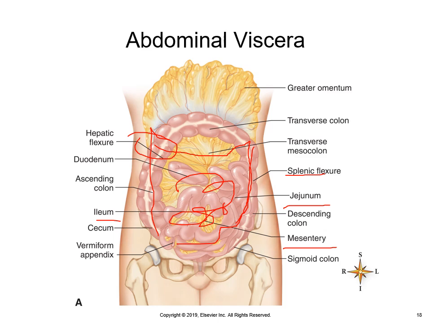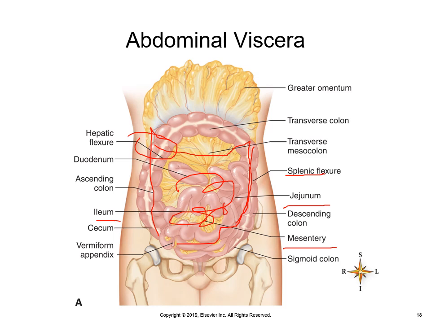Now, as you can see, the small intestine is folded into loops, and those loops allow us to maximize the nutrient absorption that occurs right there in the small intestine, because again, we said that the small intestine is where most of the nutrients are going to be absorbed.